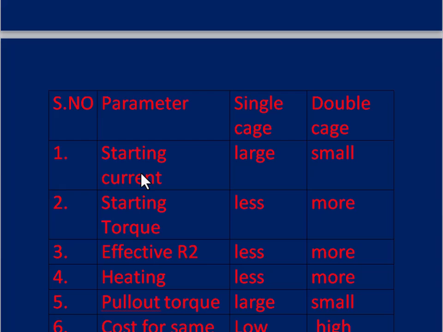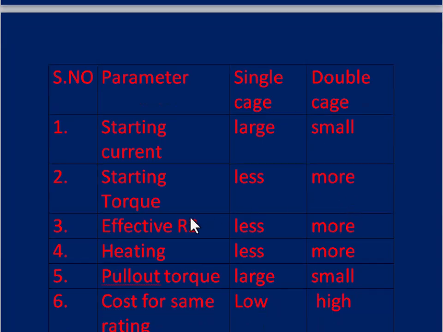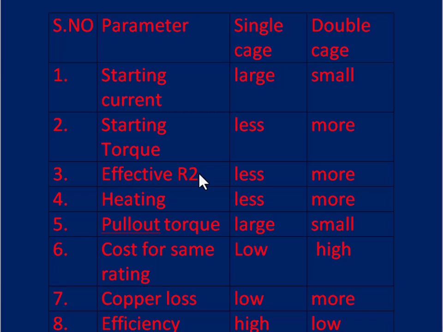Parameters: starting current in case of single cage three-phase induction motor is large, whereas in case of double cage induction motor, it is small. The starting torque in the single cage induction motor is less. In the double cage induction motor, it is large. And the effective resistance of the rotor is less in case of single cage three-phase induction motor, whereas it is more in case of double cage induction motor.